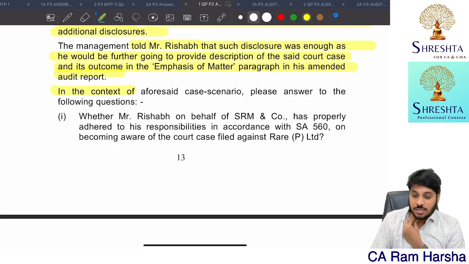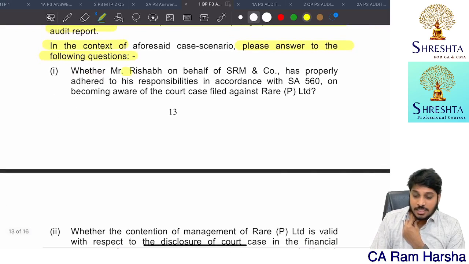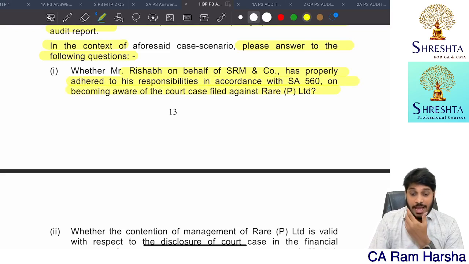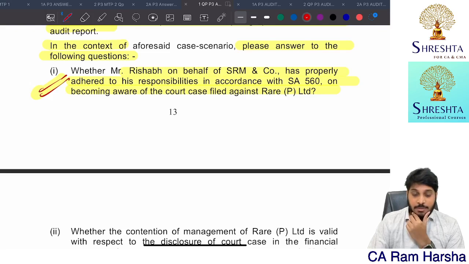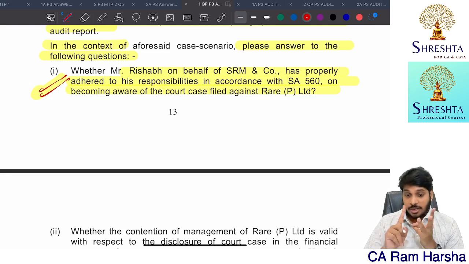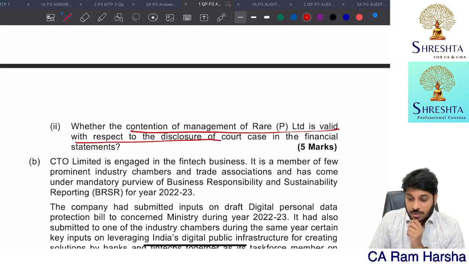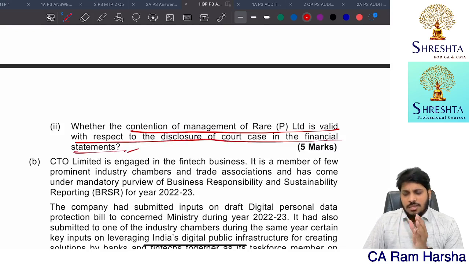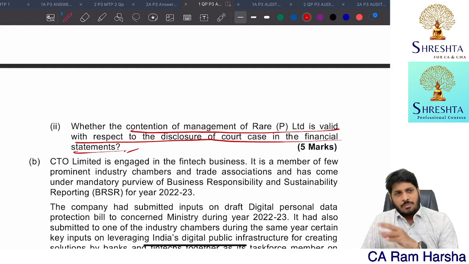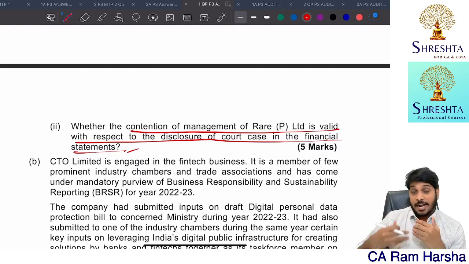In this context, please answer the following. Whether Rishabh, on behalf of SRM & Co., has properly adhered to the SA 560 responsibility? Absolutely. The moment he came across it after the date of audit report, he discussed with the management. He checked whether financial statement require amendments, and management also agreed. He asked the management how they are going to amend. Whether the contention of the management is valid with respect to disclosure of the court case in the financial statements, the management has to disclose in depth. Probably, maybe not as a footnote, they may have to disclose it. And of course, the auditor is highlighting it.